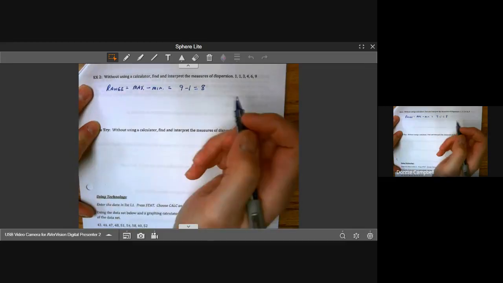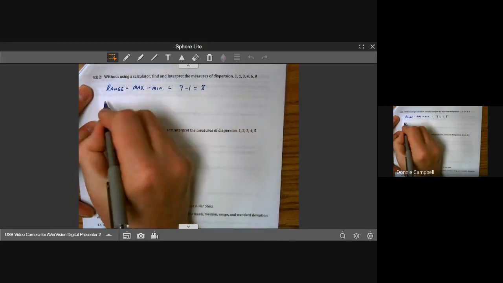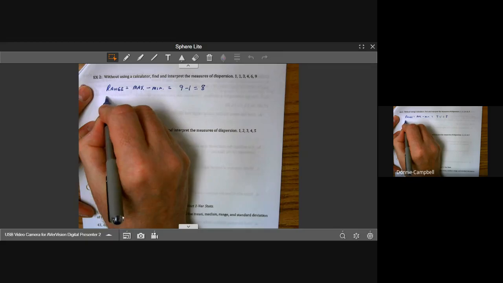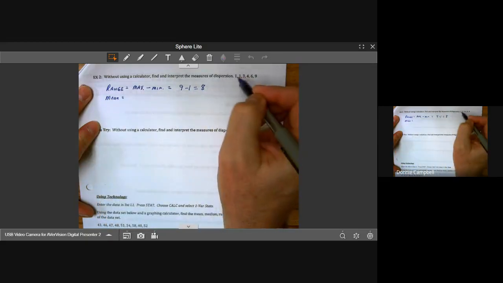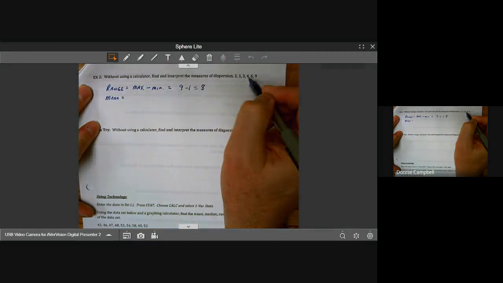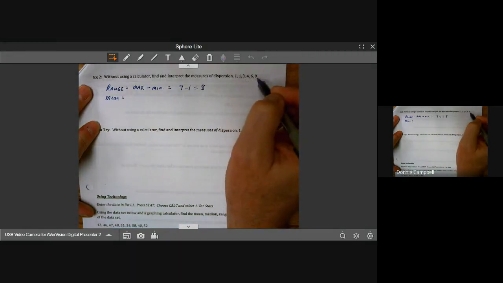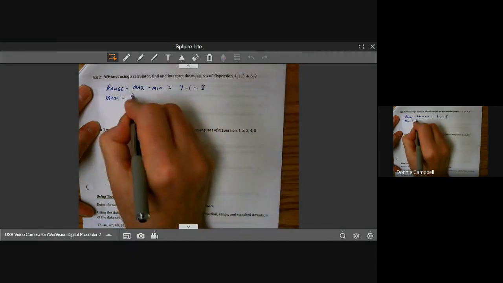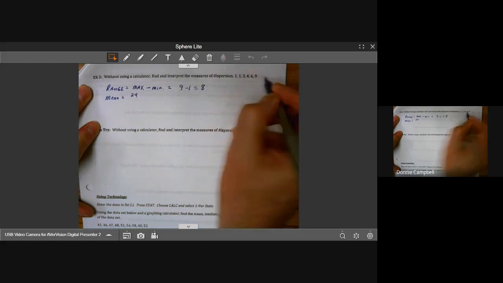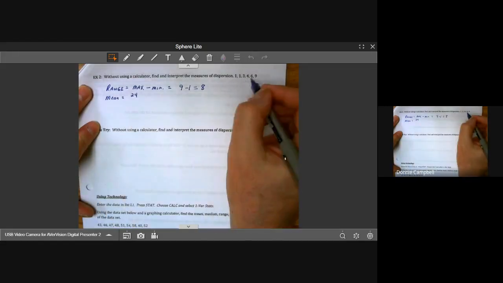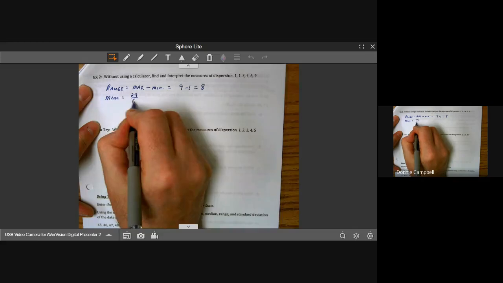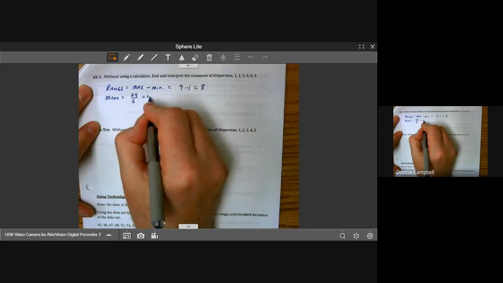Now let's go ahead and we need to find the mean because we're going to find the standard deviation now. So let's find the mean. And the mean, we got to add all these up. 1 plus 1 is 2, 3, let's see, 7 and 9, 24. So when I add them up, I get 24, adding all those numbers up, and divide by 6 because there's 6 of them, right? 2, 4, 6. So my mean is 4, okay?